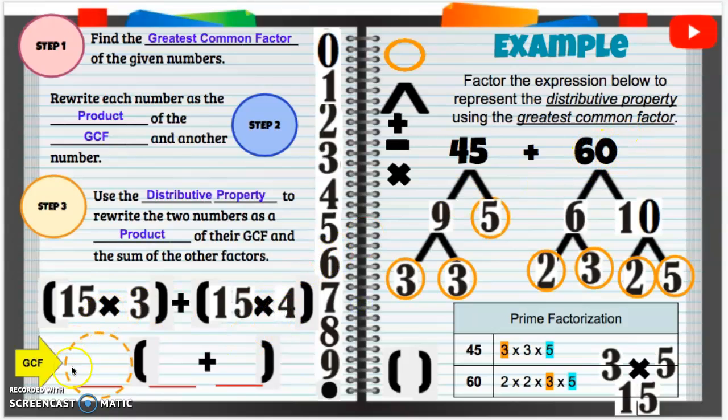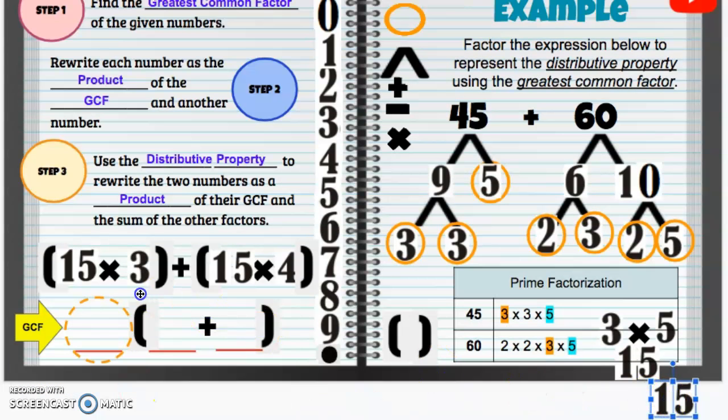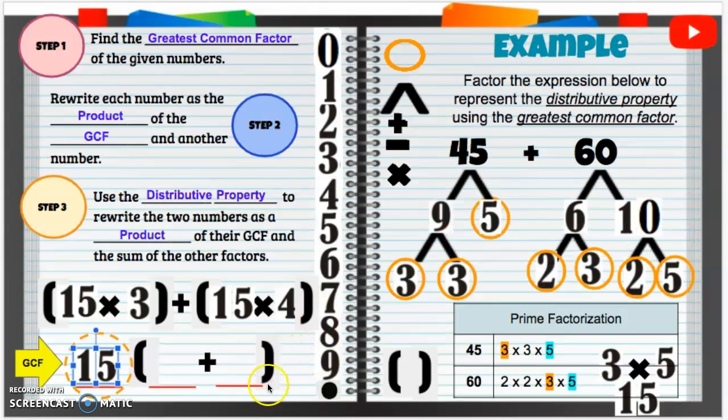All right, now we are going to take the greatest common factor and place it in this circle in front of the parentheses. So the greatest common factor is going to go in front of the parentheses. Inside the parentheses, we are going to take this 3 and put it in the first spot. And then we're going to take this 4 and put it in this spot.